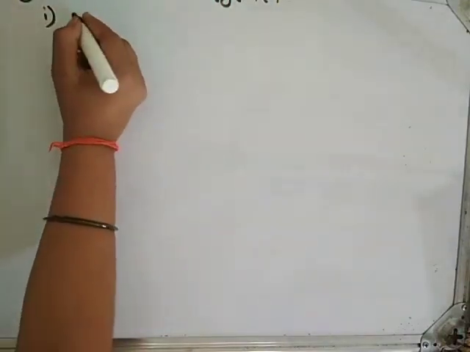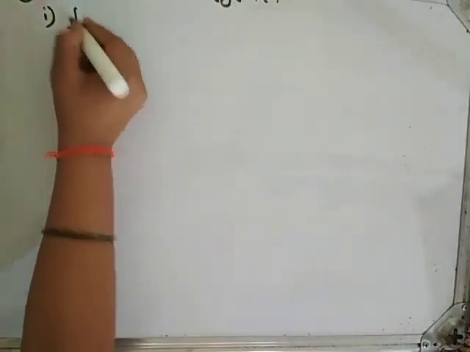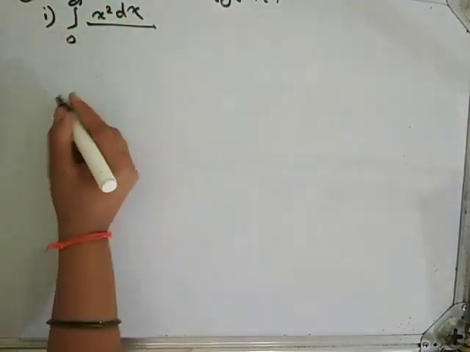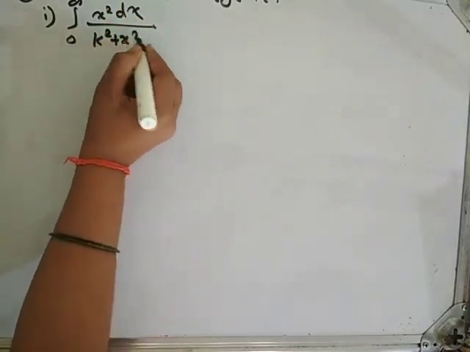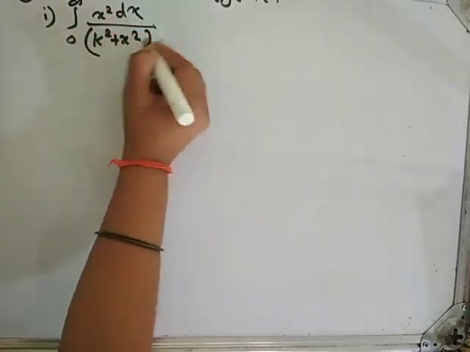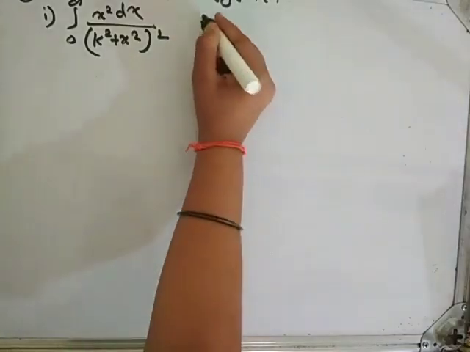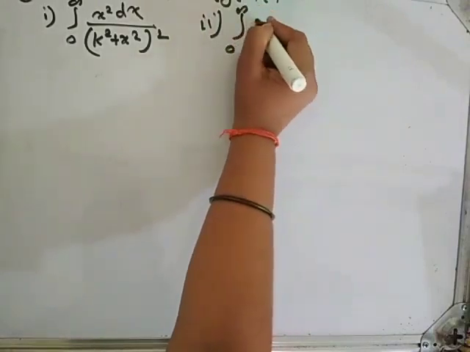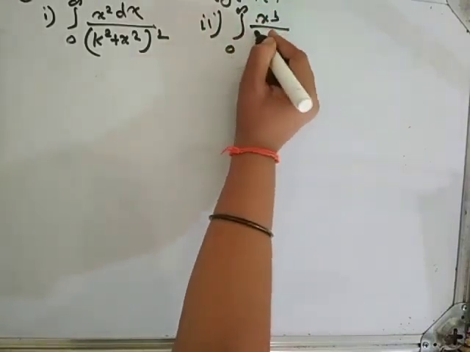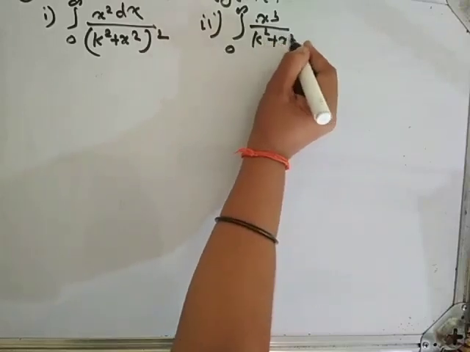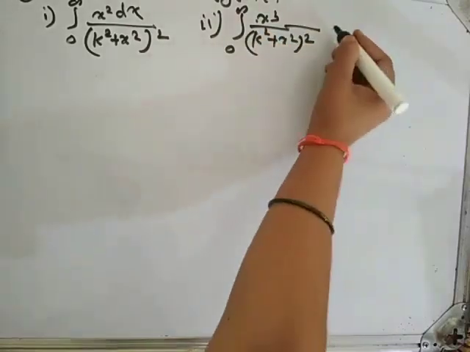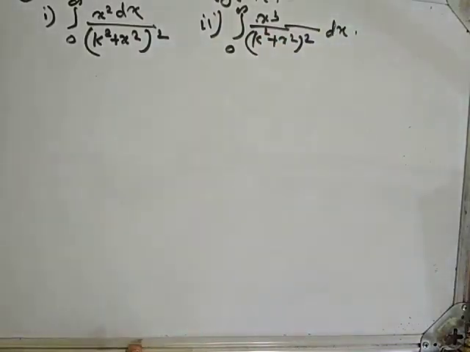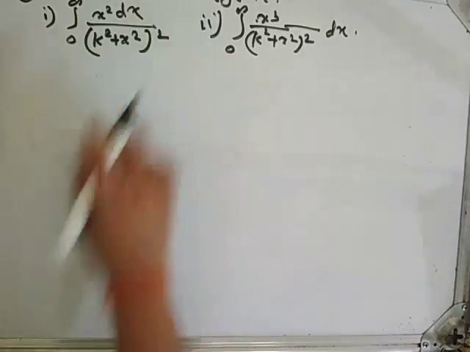First, integration from 0 to infinity x square dx upon (k square plus x square) whole square. And secondly, integration from 0 to infinity x cube dx upon (k square plus x square) whole square. Here students, we have to test the convergence of these two integrals.